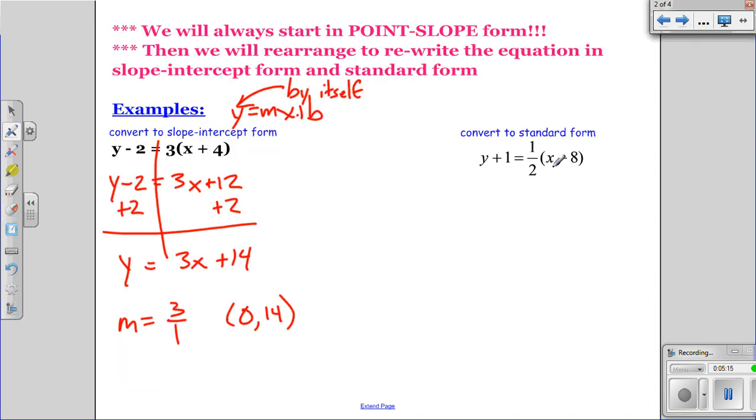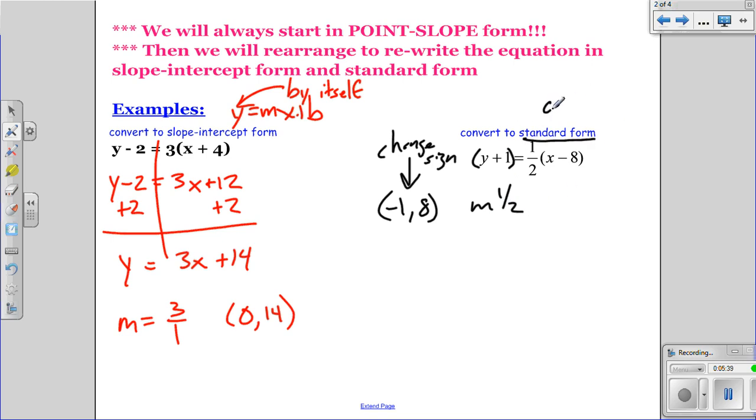So notice we get an example. So here, what's the point? Okay. You take the opposite value of those things. So where this came from was (-1, 8). Notice this change in sign. Okay. Change sign. Okay. And anytime it's in parentheses like that, you switch the sign. Okay. And then the slope is 1/2. Okay. Now the key is we want to put it in standard form.